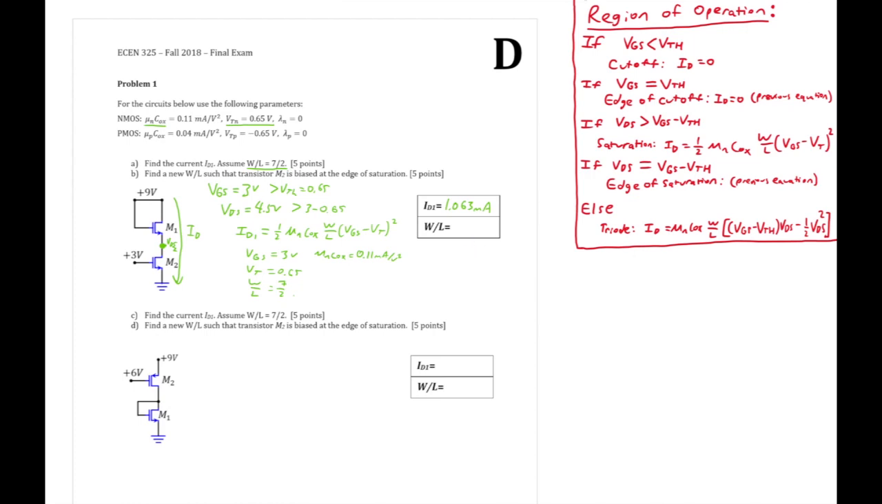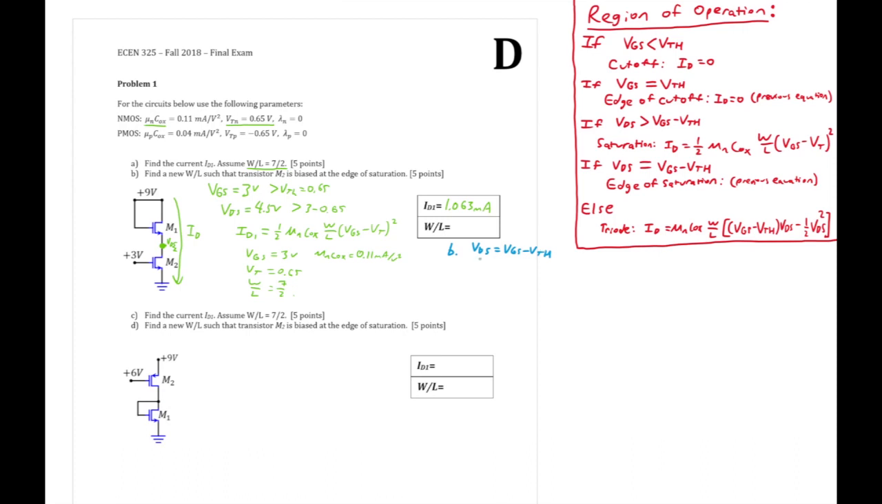Moving on to B, and here I'll do this in a different color. B is asking us to find a new value of W over L such that transistor 2 is biased at the edge of saturation. So we're trying to find a new value of W over L for transistor 2 to make it at the edge of saturation, right? So edge of saturation is right here. So VDS is equal to VGS minus VTH. And we're going to use this saturation equation. So it is a given that VDS is equal to VGS minus VTH.